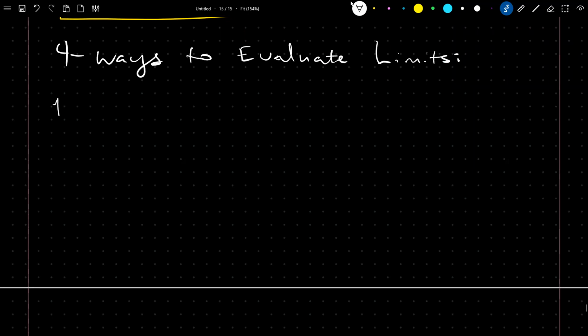Okay, the first one is what we just saw a moment ago, the graphical method, where we're just looking at the graph and making note of the left side limit and right side limit, seeing if they are the same or if they're not the same. And then just looking at the graph.